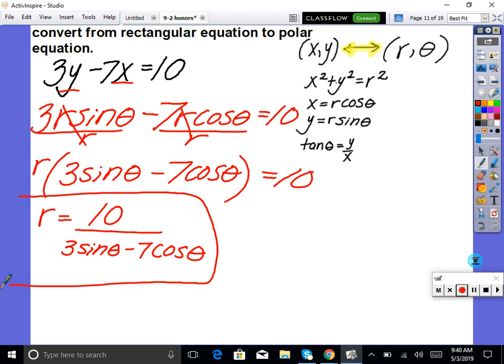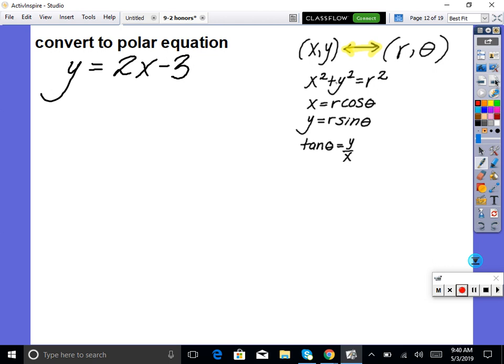I want you to try the next one by yourself to make sure you understand it. I'm not going to go over it if we don't need to. So let's just all work together in your groups. Make sure you understand. So this is a rectangular true statement. It wants the polar true statement. Ready, set, go.